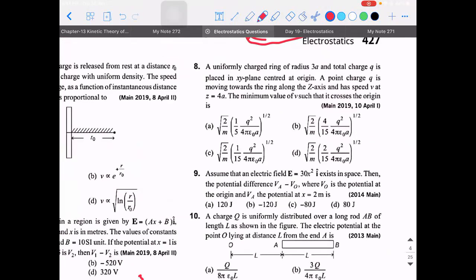Okay, let's do one last problem and wind up the session. So assume that an electric field E is equal to 30x square i cap exists in space. Then the potential difference VA minus VO, where VO is the potential at the origin, VA is the potential at x is equal to 2 meters, is how much? Do it fast.